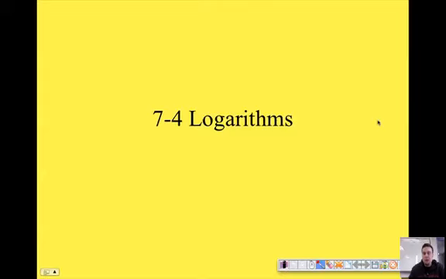Alright guys, section 4, logarithms. That's the one you guys may have trouble with, but I hope not. I'll try to break it down for you best I can. So, what is a logarithm?